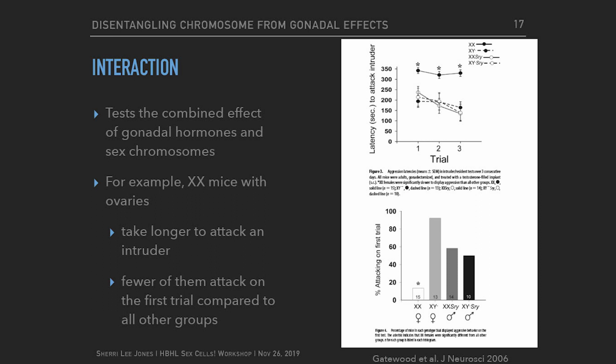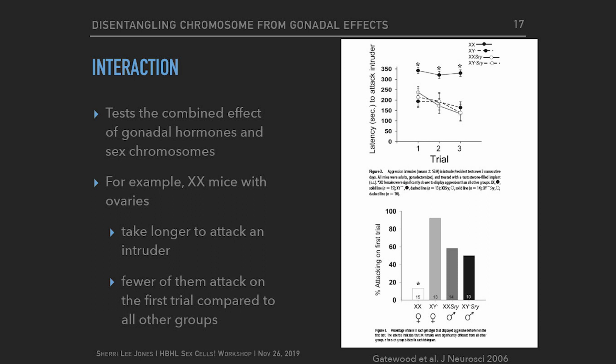And this is a study that was published in 2006 by Gatewood et al. in Journal of Neuroscience. And this is basically using the four core genotypes model in an aggression study. So this is the latency to attack an intruder across a number of trials. And each of the four categories here are the four core genotypes. And down here on this bottom panel, it's the percent of attacking, so the percent in each group attacking on the first trial, again, by the four core genotypes.